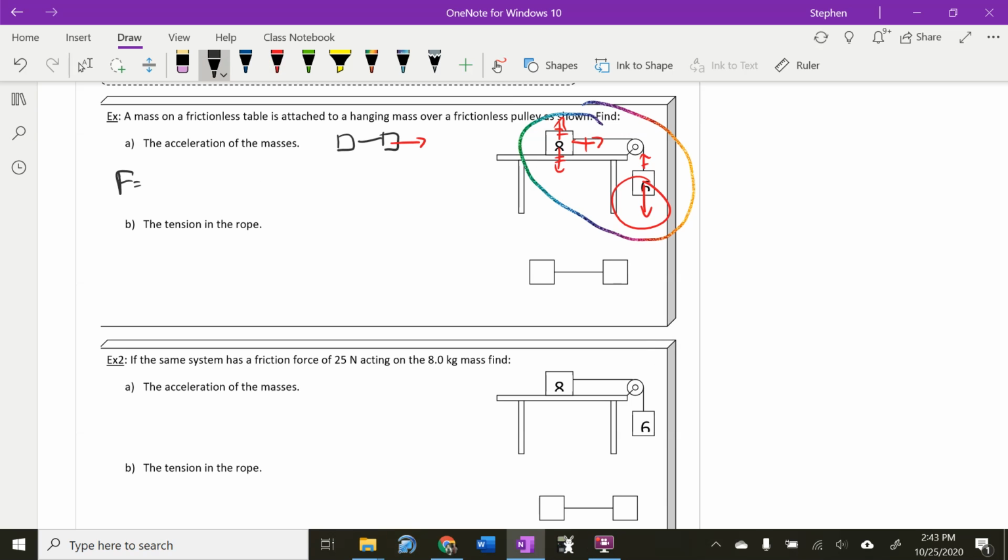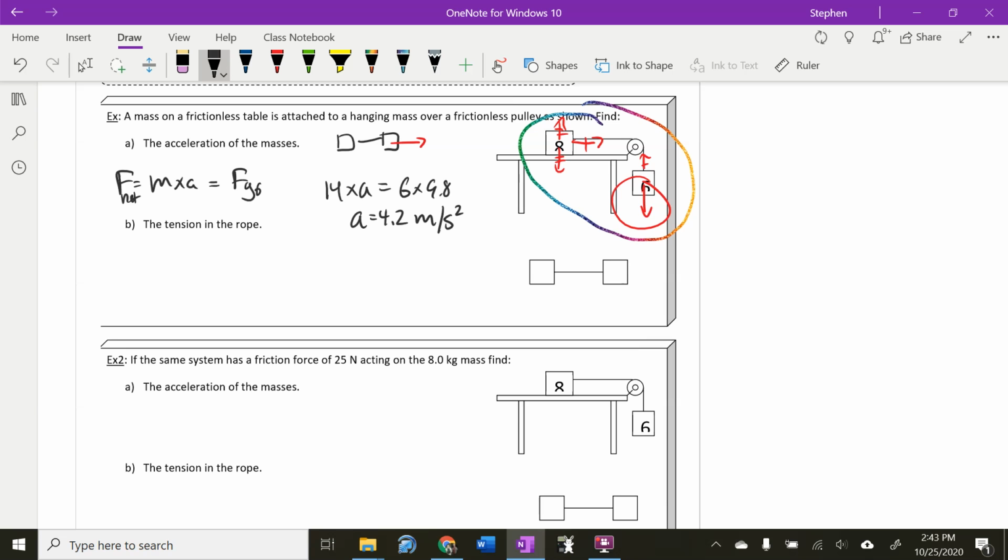So F equals mass times acceleration, which is the sum of our forces. In this case, the only force is the force of gravity on the 6 kilogram mass. So this is the net force of the whole system, which means we're going to have to use the net mass. So 14 times a equals Fg6, which is 6 times 9.8, and that's going to be 58.8. If I divide by the total mass of the system, I have acceleration equals 4.2 meters per second squared.